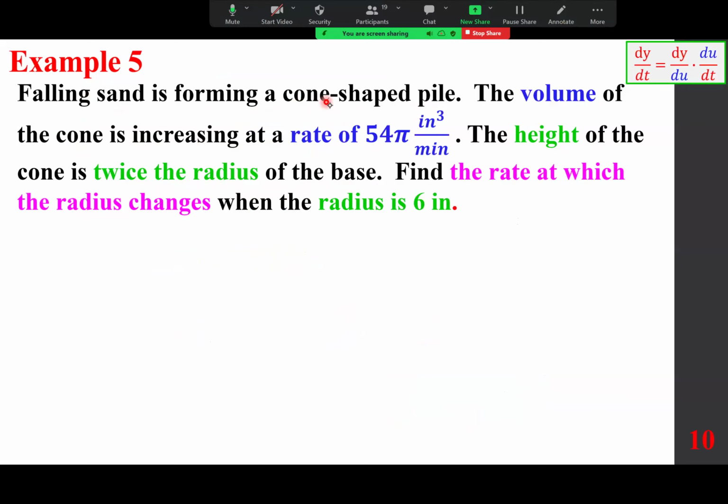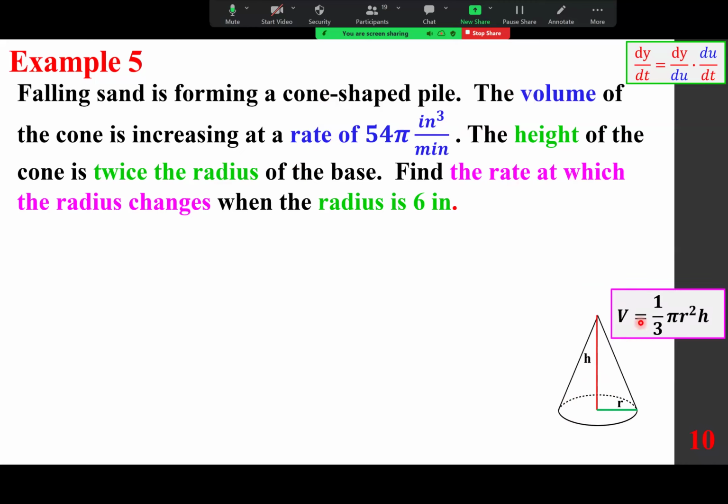A cone-shaped pile looks like this. The base is a circle of radius r. Here's the height. The volume is increasing and we want the rate at which the radius changes. We have to connect the two with the formula: volume is 1/3 pi r squared h. We should know this from prior knowledge of mathematics, geometry, algebra, trigonometry, whatever you want to call it.